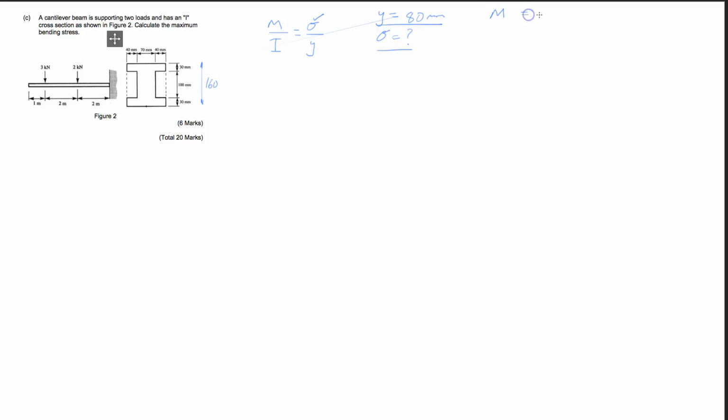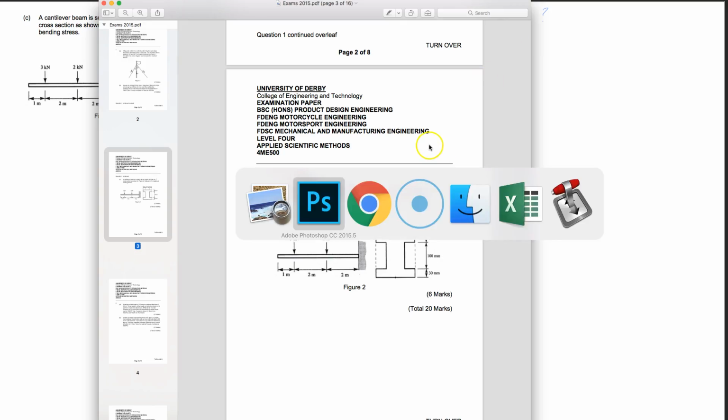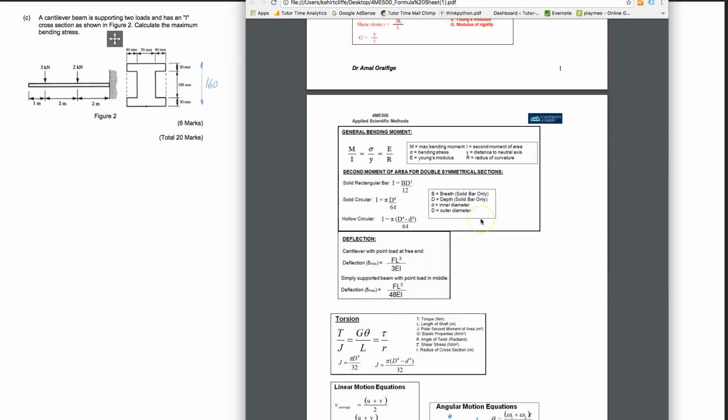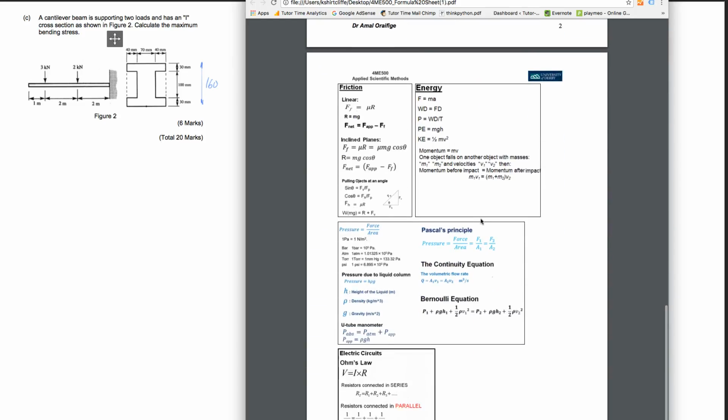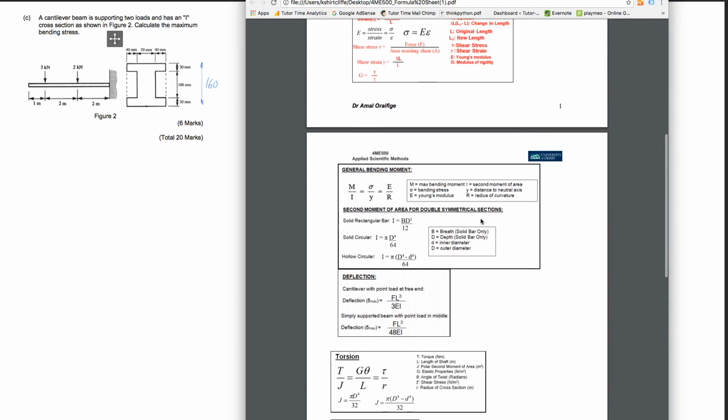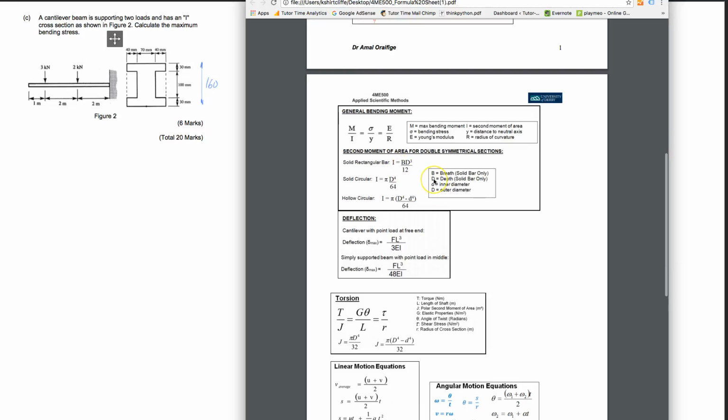So I will be, well, from memory it's BD cubed over 12 minus little bd cubed over 12. We'll just check that on the old formula sheet, assuming they give it us, of course. I'm sure they do. Oh, they don't. Solid rectangular bar.